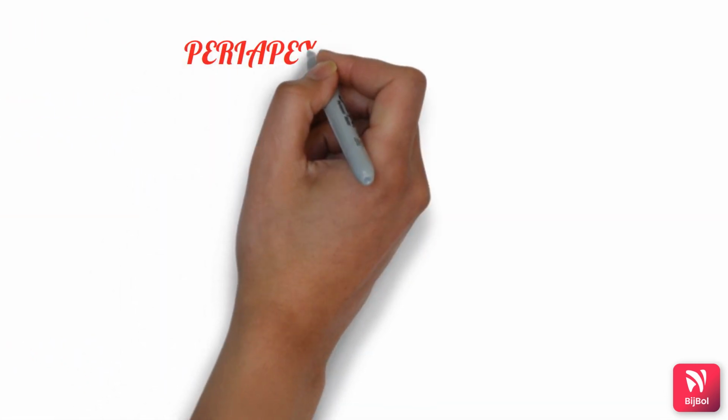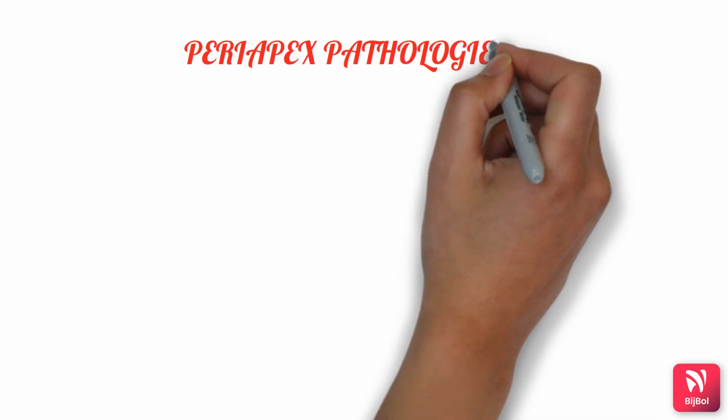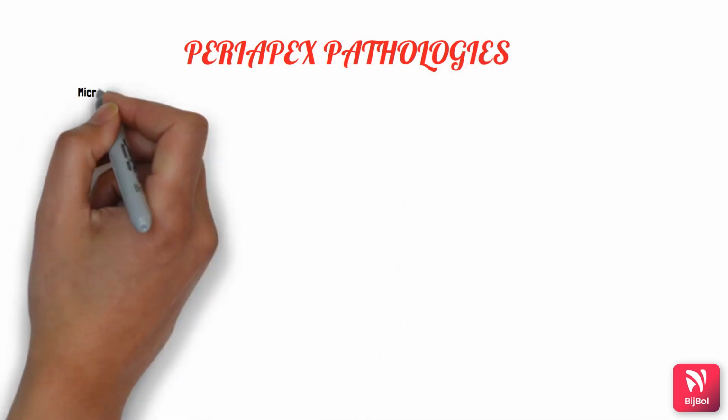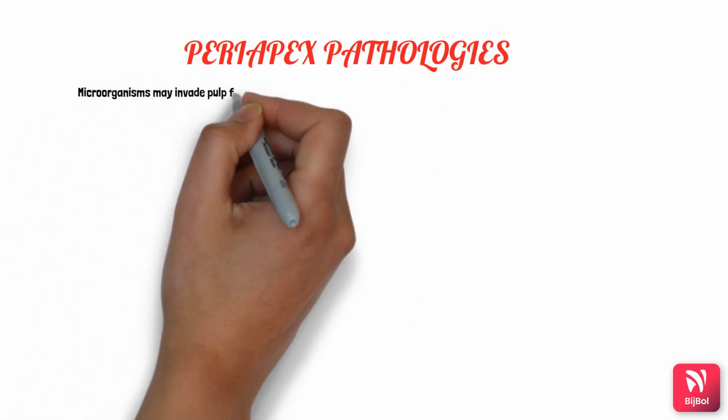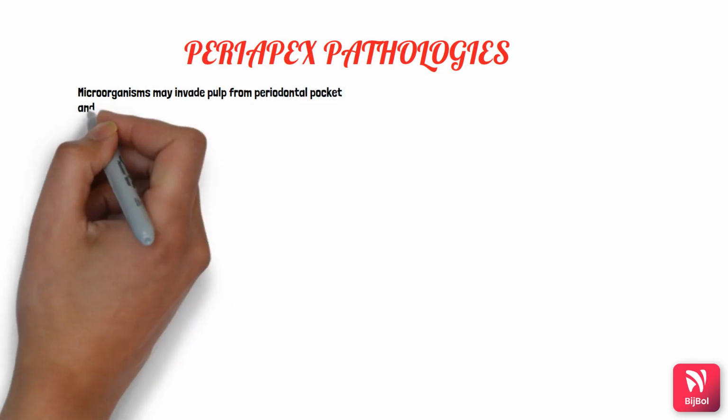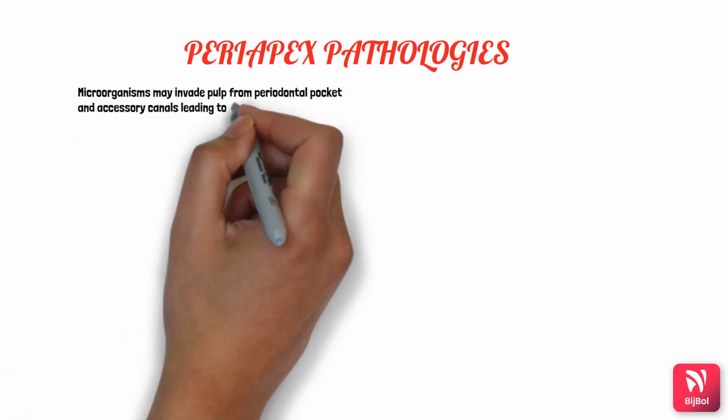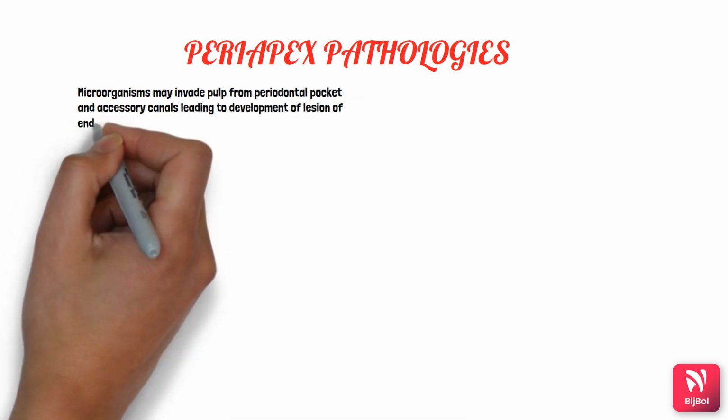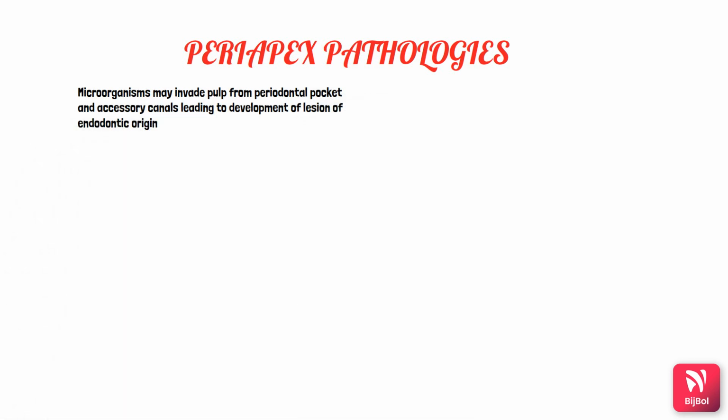Now we'll see about the periapical pathologies. Here the microorganisms enter the pulp from the periodontal pocket and the accessory canals, resulting in the formation of the lesion of endodontic origin. That's how the periapical lesions occur.